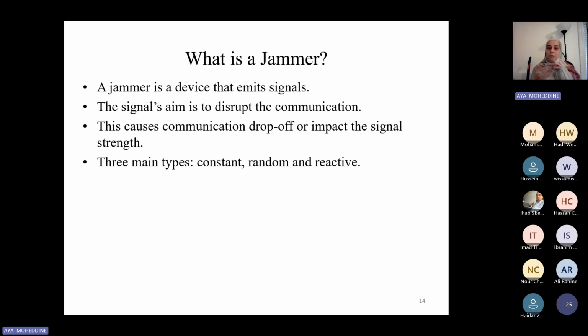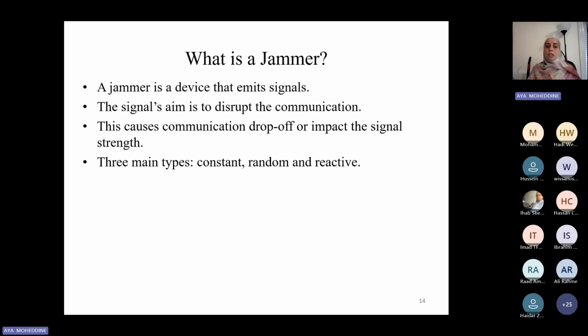A jammer is a device that emits signals that has the ability to transmit noise signals on a specific frequency, with the aim to disrupt the communication between the two ends of the network, between the user and the core network, or weaken the strength of the communication link, which will introduce some delay and latency in the service.